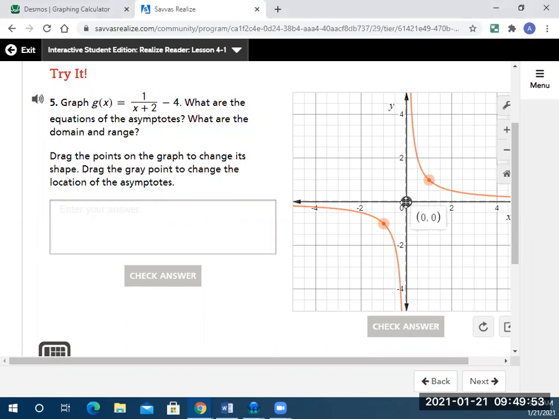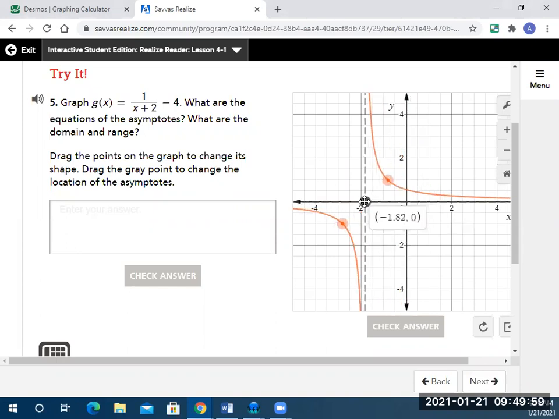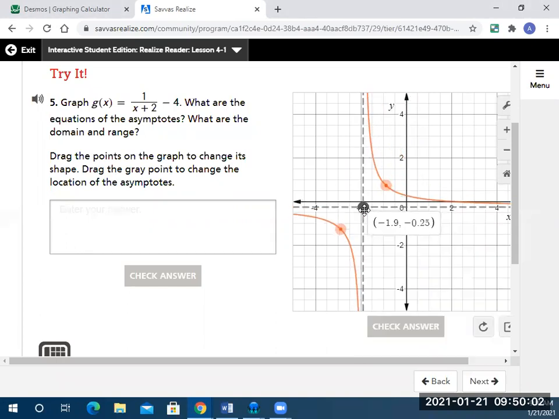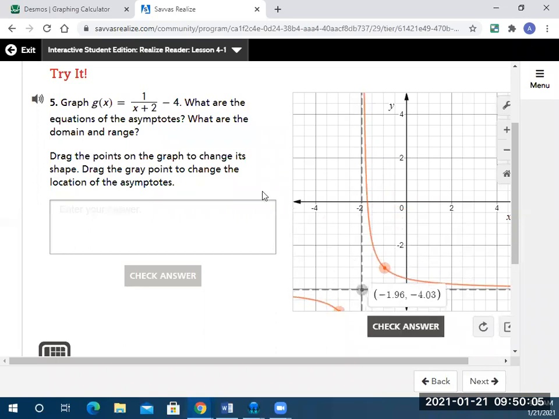So who can tell me what the translations are for this function? Left 2, down 4, right? Everyone understands that? The translation, left 2 and then down 4. Remember, H tells us if we're shifting left or right. If H is positive, we're shifting to the left. If H is negative, we're shifting to the right. And then K tells us our vertical shift. If K is positive, we shift up that many units. If K is negative, we shift down that many units. So K is -4, so we're shifting down 4 units, right?